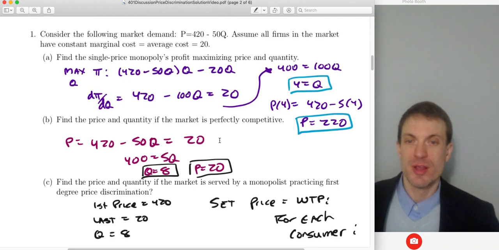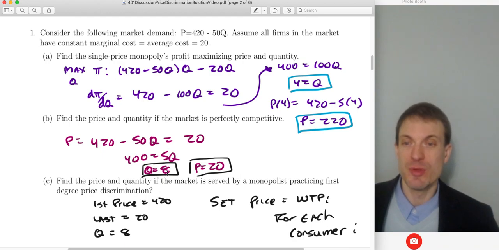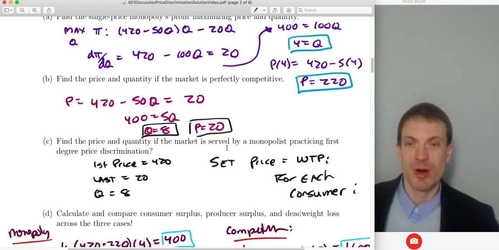So find the price and quantity if the market's perfectly competitive. This is just setting the inverse demand equal to the marginal cost. And then we find the competitive quantity and then the competitive price, which was just marginal cost. Find the price and quantity if the market is served by the monopolist practicing first-degree price discrimination.